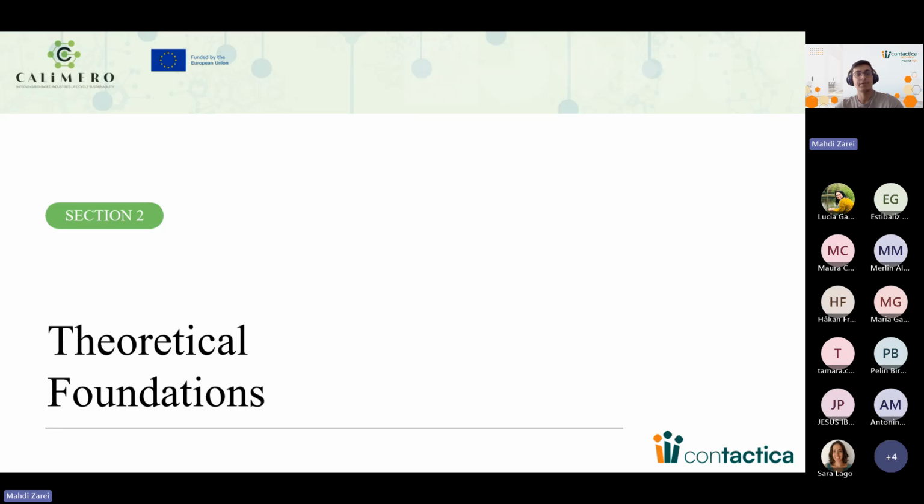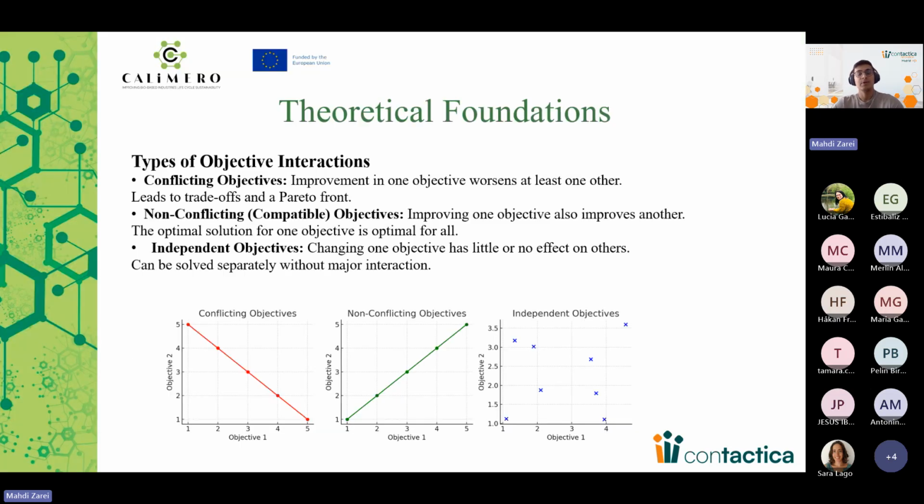Now that we have covered the basic structure of optimization, it is time to dive a bit deeper into the theoretical foundation of multi-objective optimization. In multi-objective optimization, one key thing to understand is how your goals interact. There are three common types. The first one is conflicting objectives. This is the most common one. Improving one goal makes another worse, like wanting a hotel that is both cheap and luxury. Usually, you cannot have them at the same time.